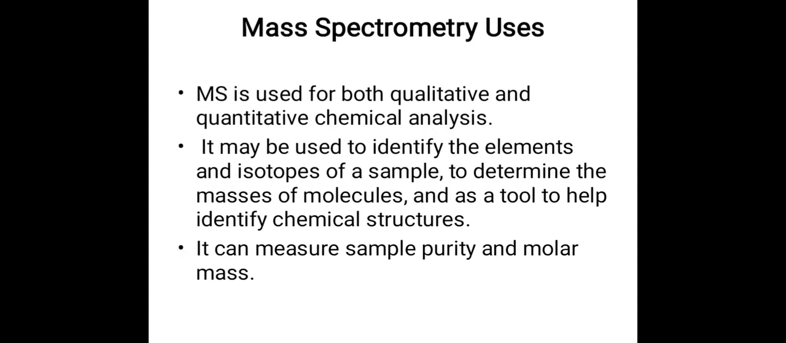Mass spectrometry uses. Mass spectrometry is used for both quantitative and qualitative chemical analysis. It may be used to identify the elements and isotopes of a sample, to determine the masses of molecules, and as a tool to determine and help identify chemical structures. It can measure sample purity and molar mass.